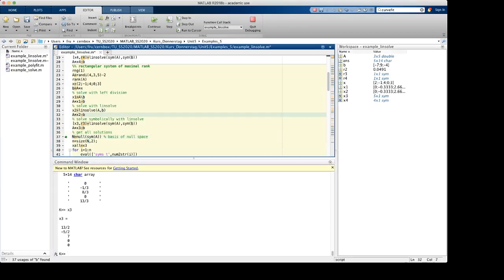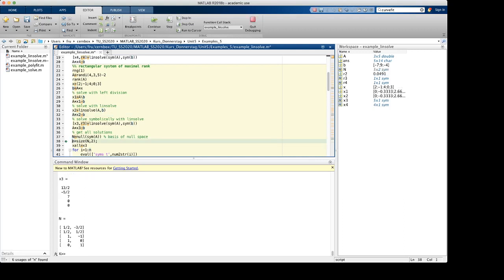How do we get all solutions in a symbolic way? For this, we have to compute a basis of the null space of A, which is a basis of the subspace of all vectors which give 0 if left multiplied by A. Let me show you that. So capital N is now a matrix. It's 2 column vectors, and each of these 2 column vectors gives 0 if left multiplied by the matrix A.